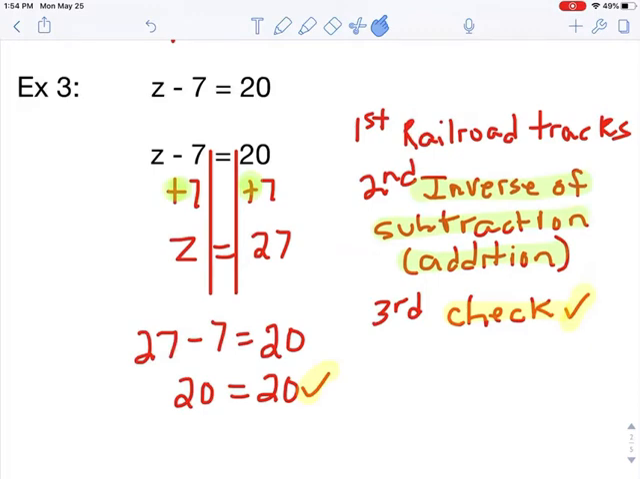So z is by itself, which is what my goal is, and then I add 7 to 20 and I get 27. Almost done. I plug in 27 for z. 27 minus 7 equals 20. 20 equals 20. Check. I'm done.